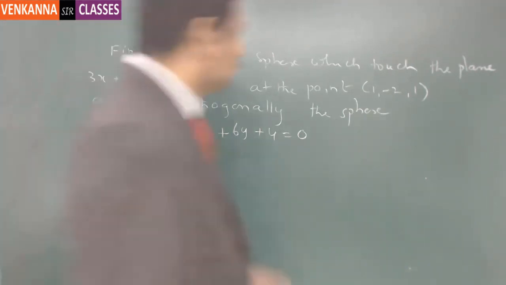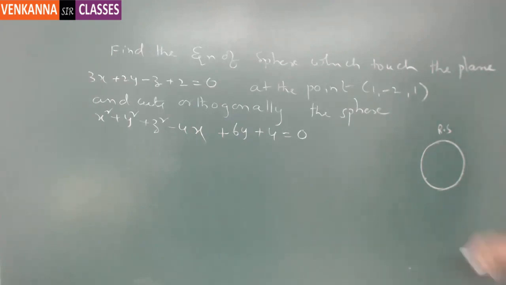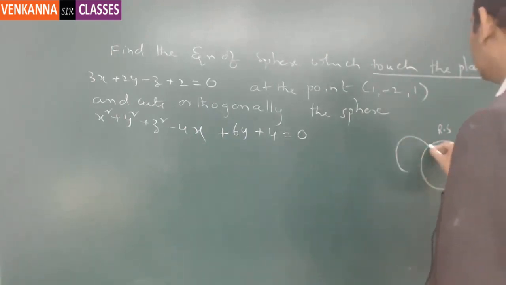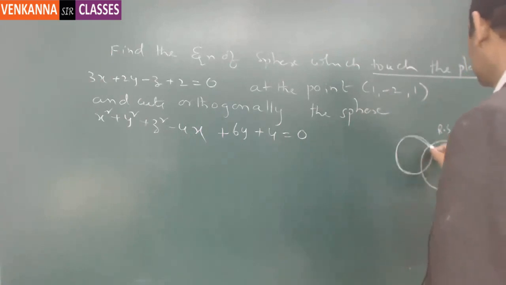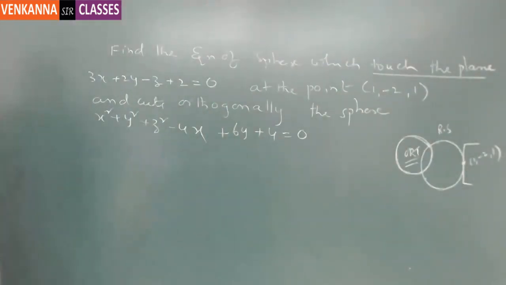So, let us take this as our required sphere. Now, if you look at the problem data, it was given that it touches the plane at the point (1, -2, 1), and the other part is that it is cutting the given sphere orthogonally. So this is the rough visualization. Clear to all?